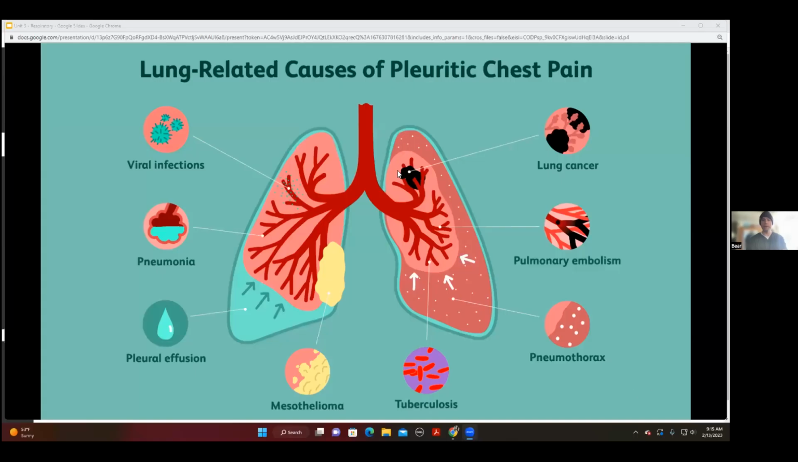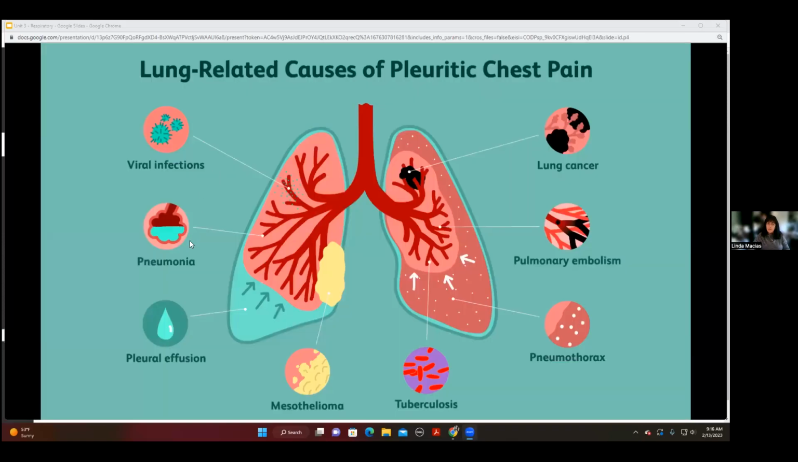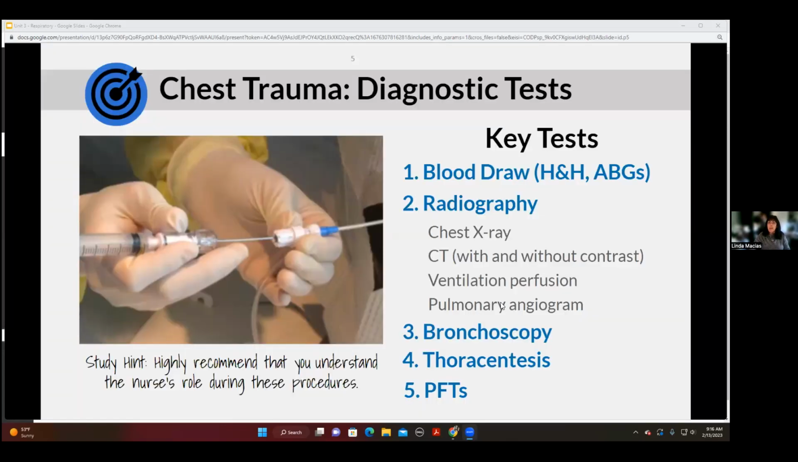Okay, I'm going to go back so you can see these are the different types of trauma. And then I talked about the viral pneumonia, pleural effusion, mesothelioma type of cancer, tuberculosis, pneumothorax, pulmonary embolism, and then the lung cancer. And like I said, all of these can cause pain.